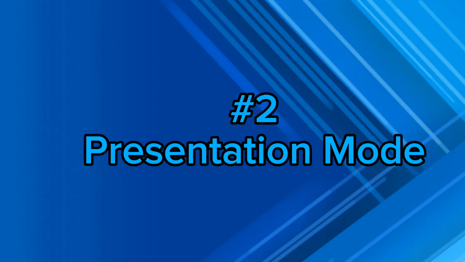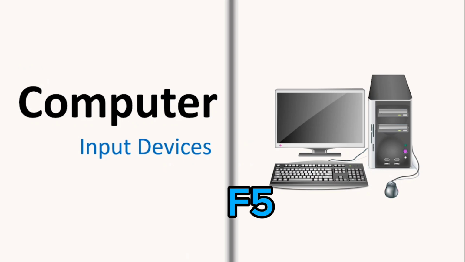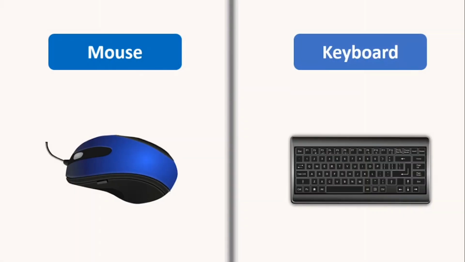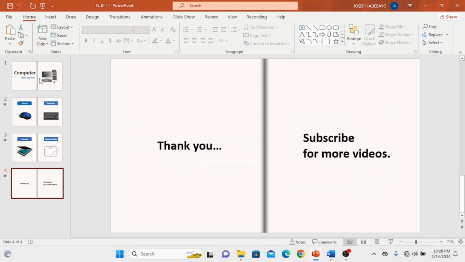Number 2, presentation mode. For instance, if I wanted to present this PowerPoint slide, there is a keyboard shortcut I can use in order to enter the presentation mode. In order to enter the presentation mode, I'm going to press F5, as you can see. So I'm now in the presentation mode. This is how you can use the keyboard shortcut to enter the presentation mode in your PowerPoint slide design.